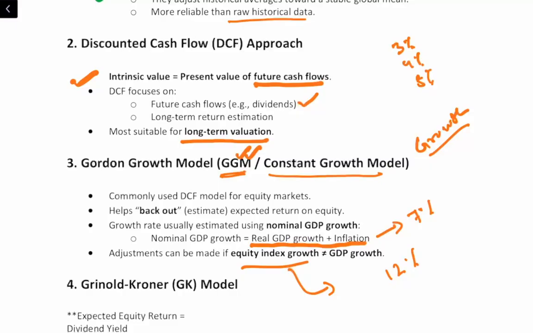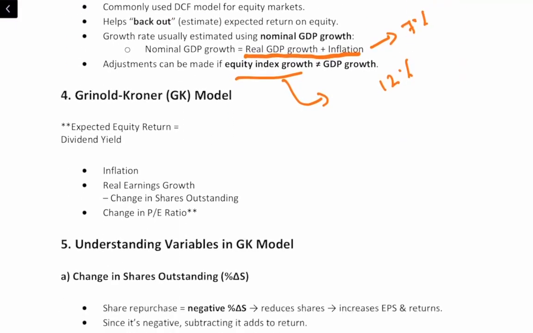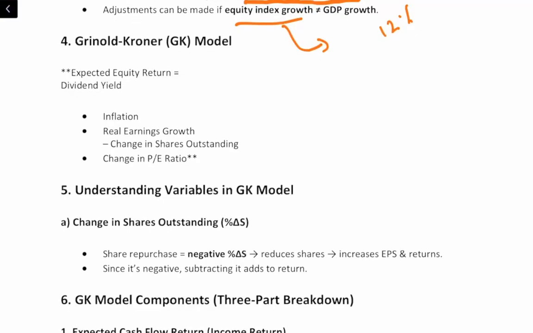Clear? Now, when we are moving one step ahead from the DCF and the Gordon growth model, we are coming to the Grinold-Kroner model. What it says is, sir, what if you are repurchasing your equity? You are giving the cash to the shareholders, taking those shares back to the company. Then what is happening? If I'm looking at the earnings, still increasing, but what is happening to earnings per share?